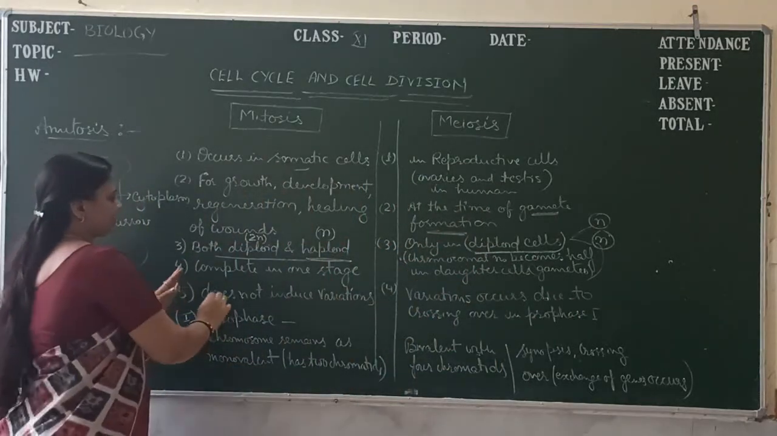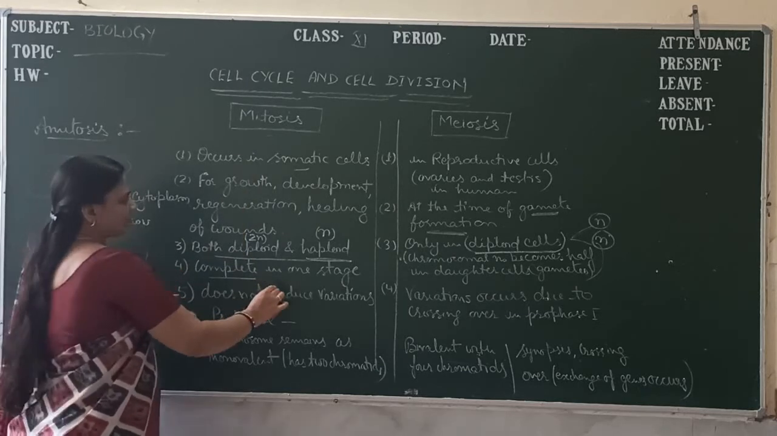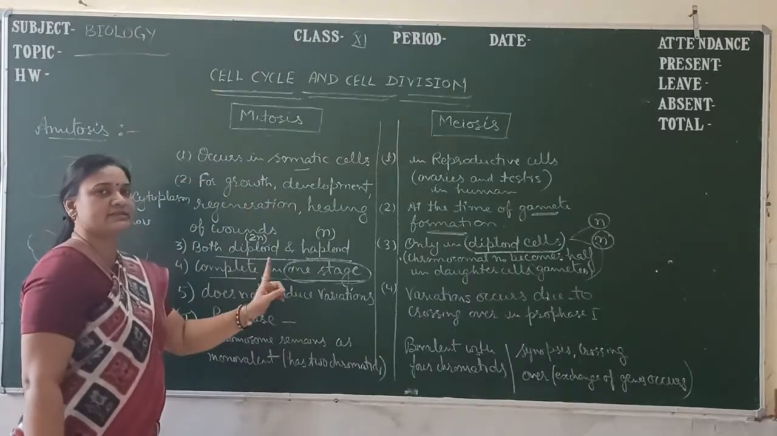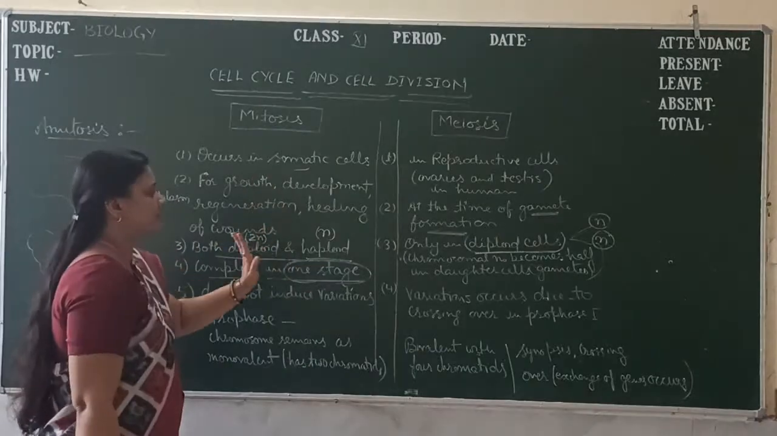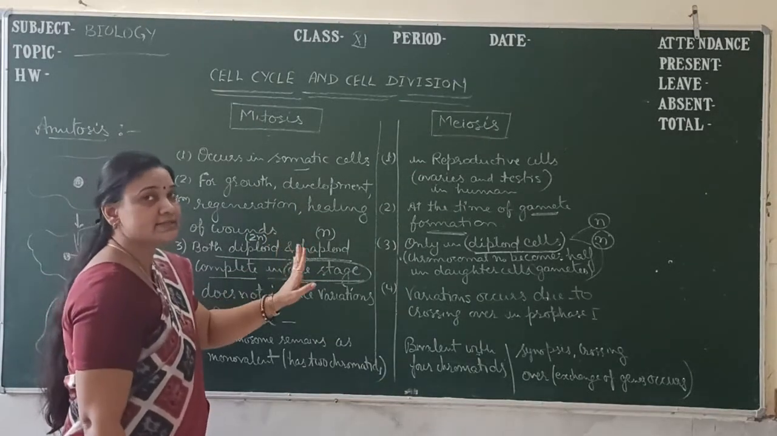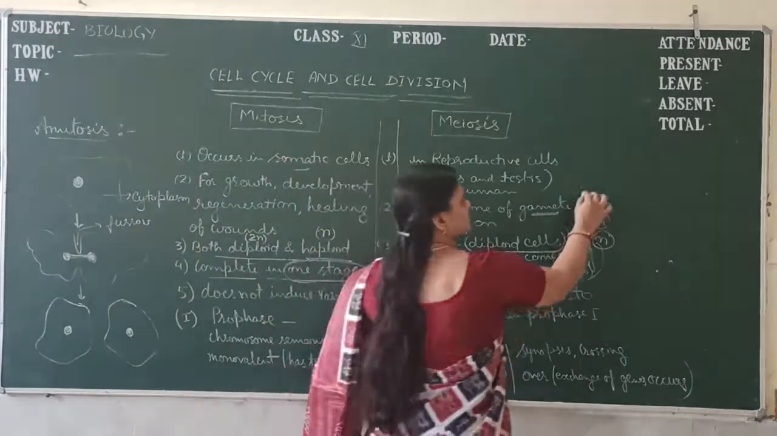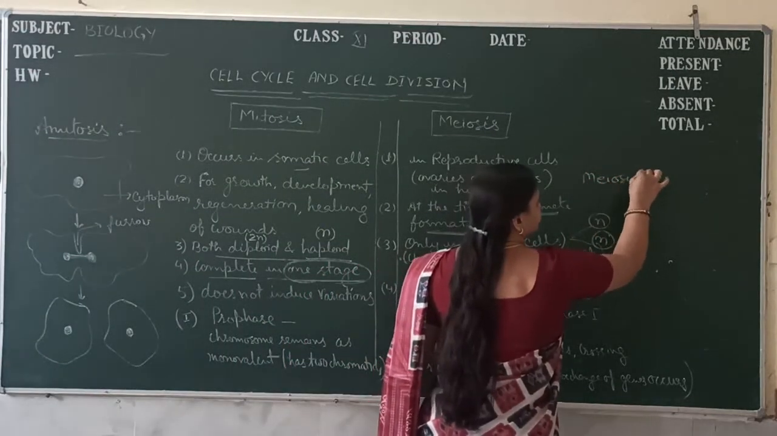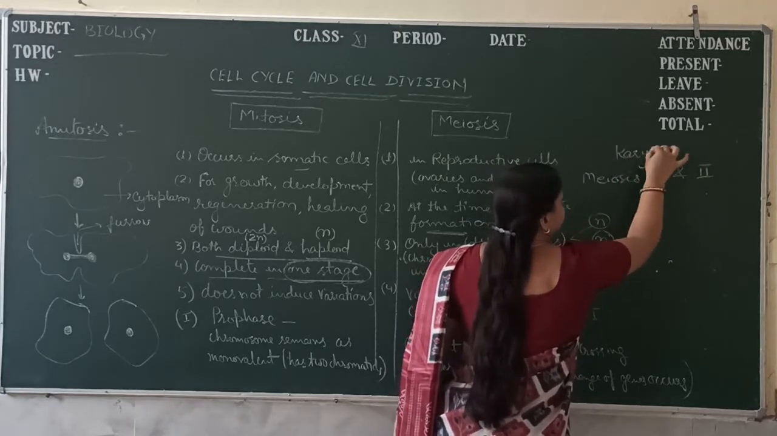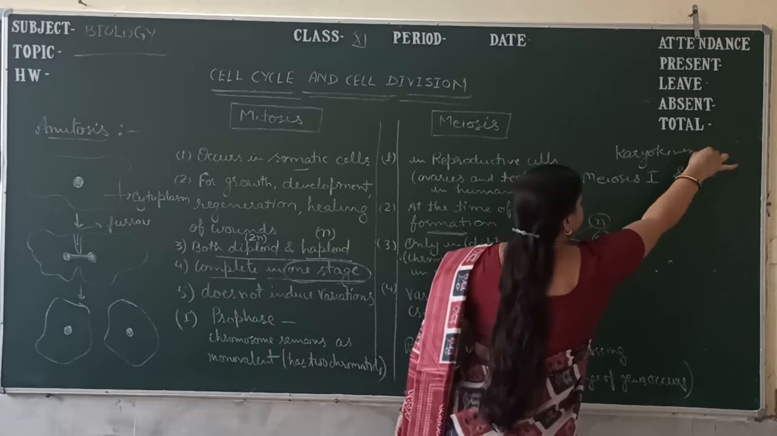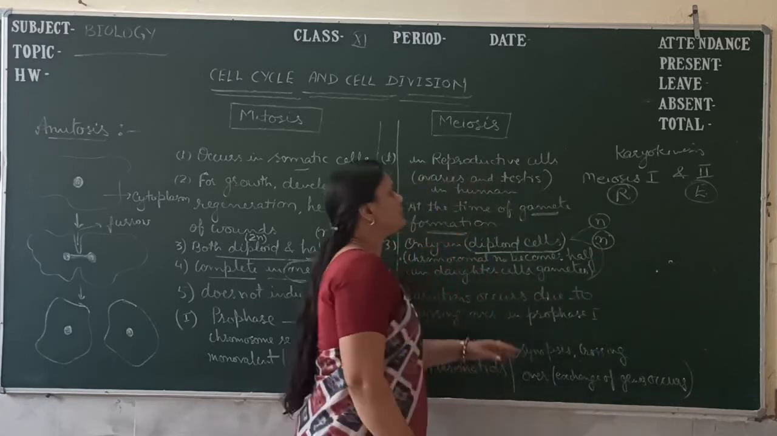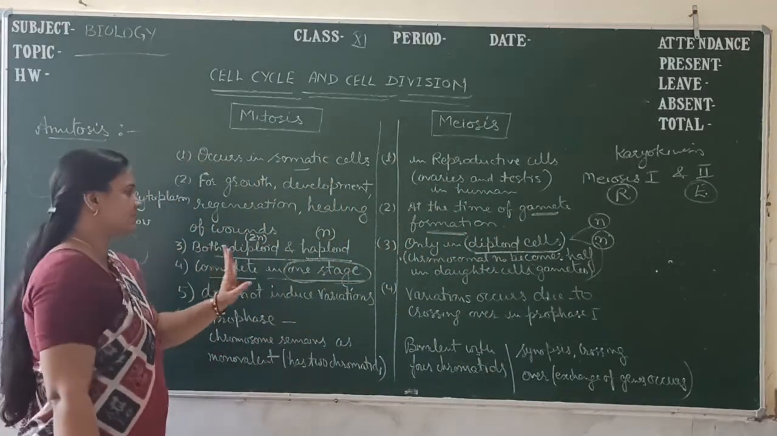And mitosis completes in only one stage. One stage means only one karyokinesis and one cytokinesis occurs in mitosis. But meiosis occurs in two stages. Karyokinesis occurs by meiosis first and meiosis second. This meiosis first is the reductional division, while meiosis second is the equational division. So meiosis is completed in two steps, not in a single step.